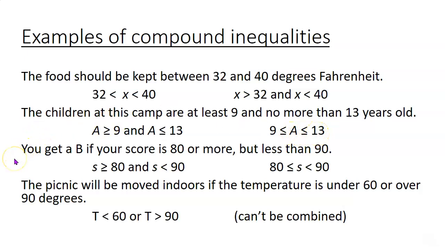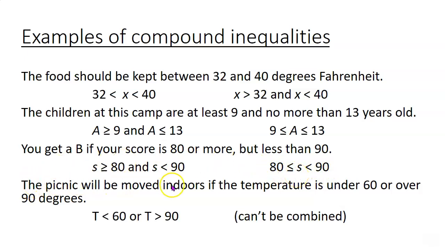You get a B if your score is 80 or more but less than 90. So one way to write that is to say the score is greater than or equal to 80 and less than 90. Or we can put it together like this with the score between the 80 and the 90.